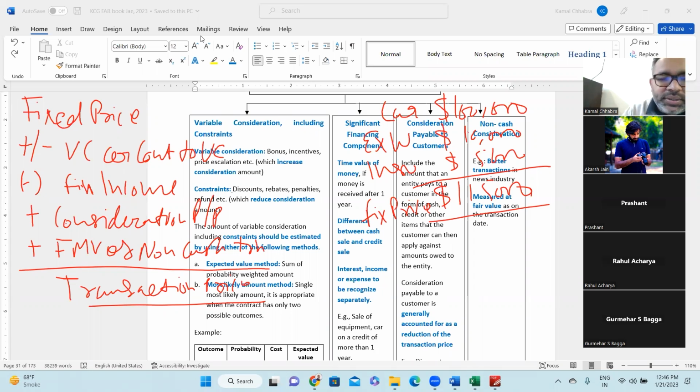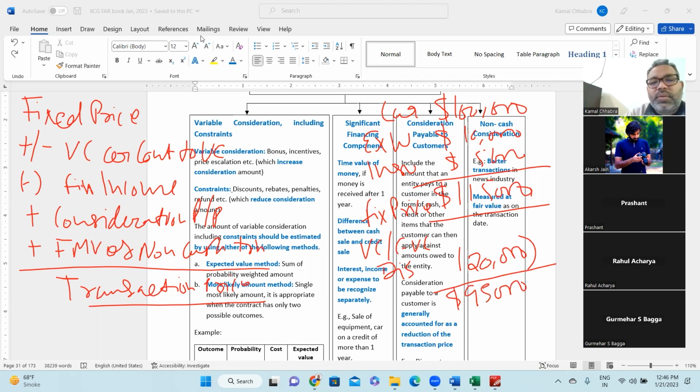And then you'll be adjusting variable consideration or constraint to variable consideration. So you asked for a discount, right? And you have negotiated, let's assume, a $20,000 discount. So this will reduce the transaction price, right? So the balance is dollar, how much? 95. Yes, sir. So the fixed price is this, then variable consideration is 20,000, and constraint to variable consideration is this.